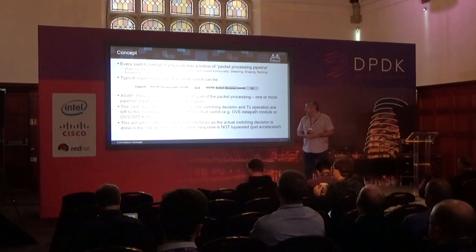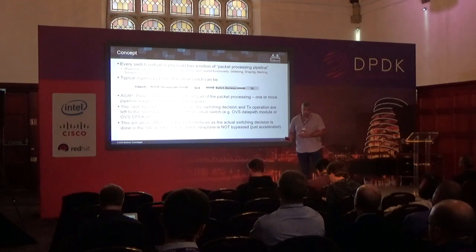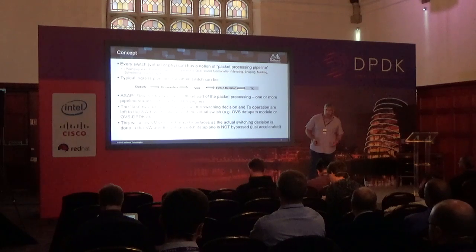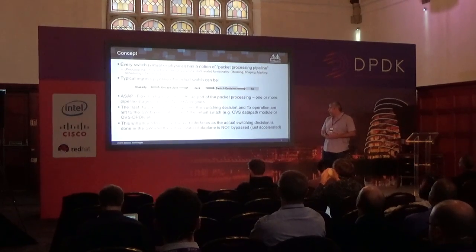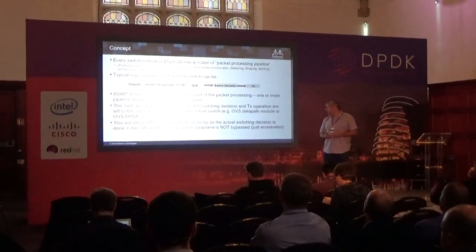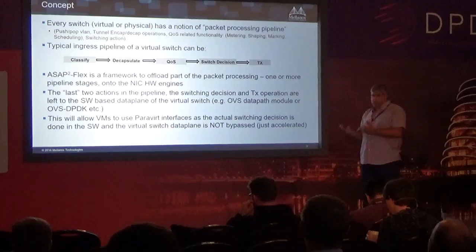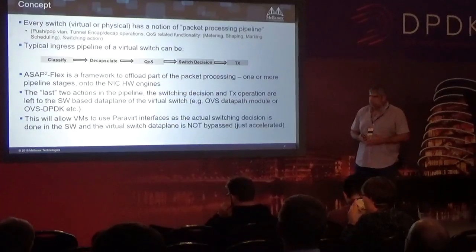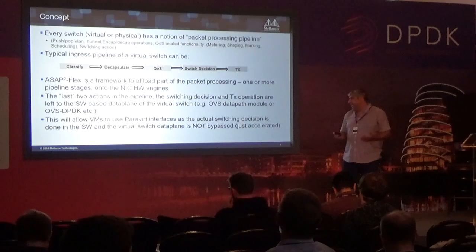So in the ASAP squared Flex framework, we want to offload the packet processing, but only part of it, because we can't do all the packet processing for all the traffic. That's what we do in direct when we're using SRIOV. But we want to do part of it. What's harder to take into the hardware is the switch decision itself and the transmit, so of course we will let the software do that. But we want to try to accelerate the classification, the decapsulation, and sometimes the QoS.